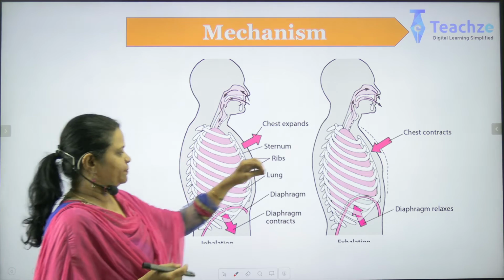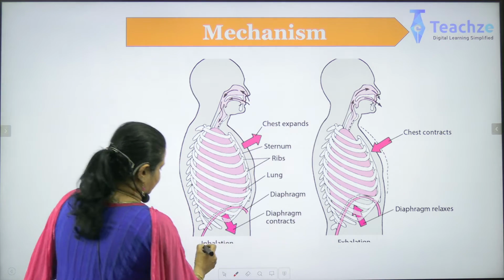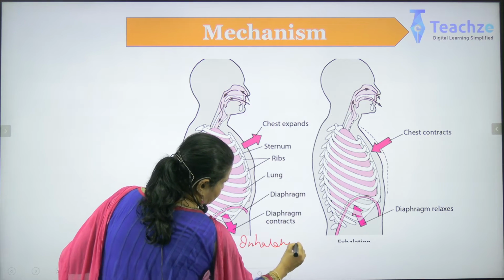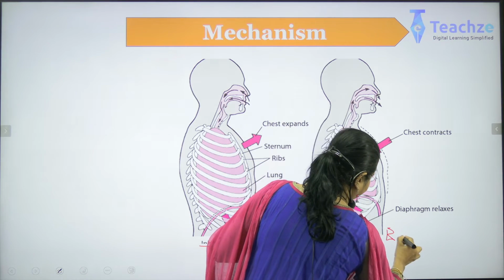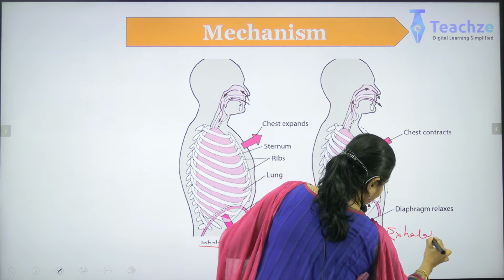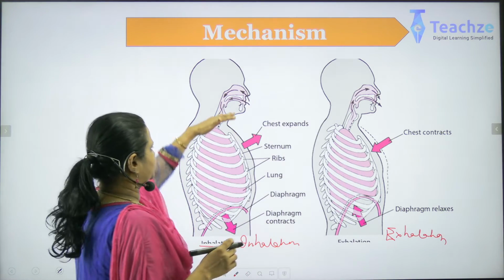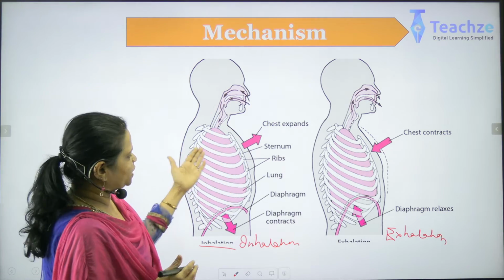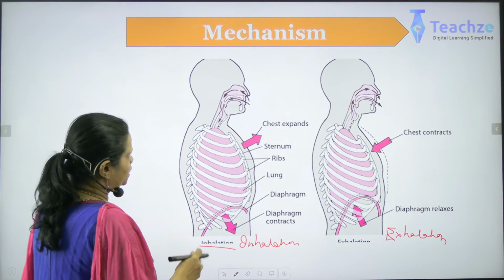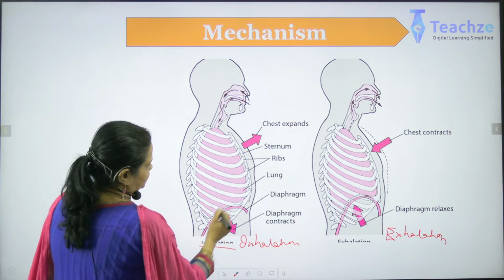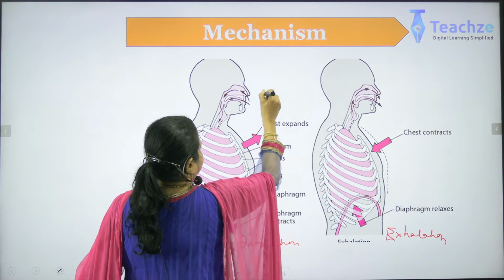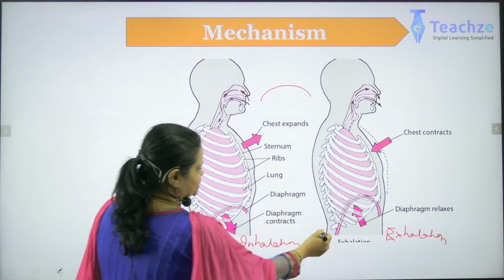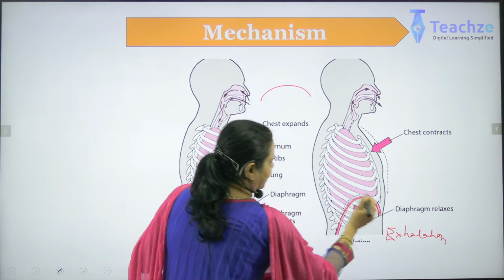So you can see the mechanism, what is happening. This is inhalation, and this is exhalation. So you can see the muscles, the ribs and all, what are the changes you can find here. In inhalation, you see generally the diaphragm is in the form of a curve, that is, it is semicircular in shape. So this is the shape of the normal diaphragm.